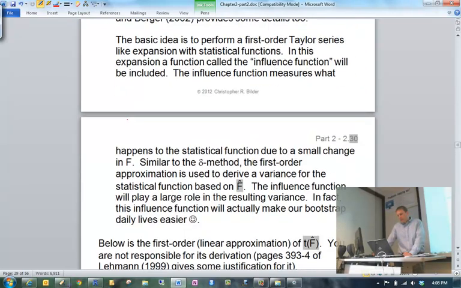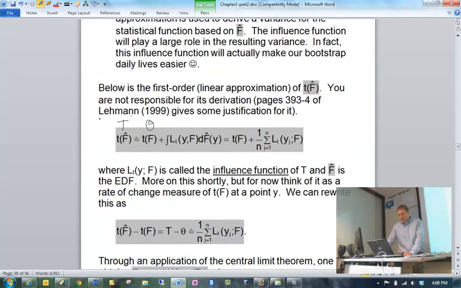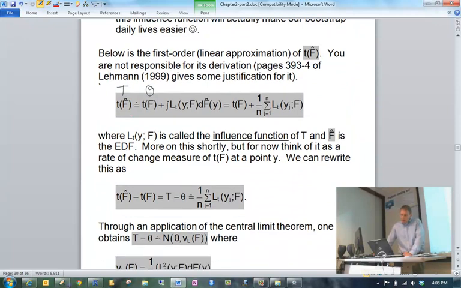So last time we talked a little bit about Taylor series expansion. Taylor series expansion is used to approximate a particular function. In essence, what we're going to do here is like a Taylor series expansion, but now for a statistical function. So what I'm interested in is approximating T of f hat. I'm going to approximate it with something that's simpler to work with.